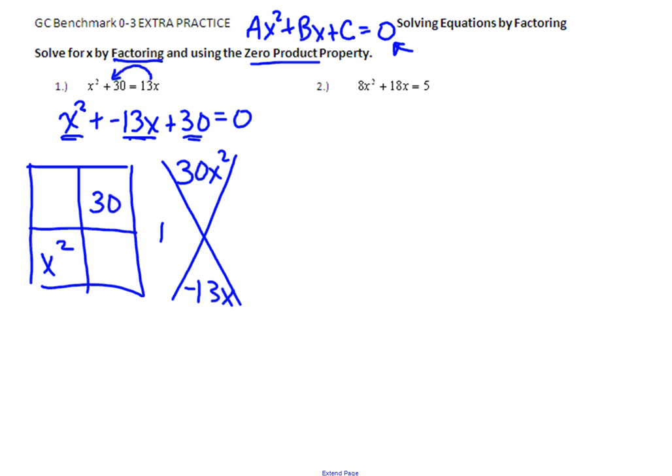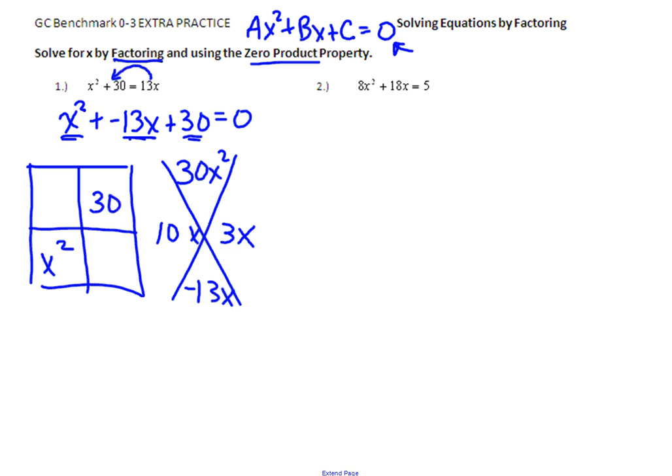The problem is, when I do that, one of those signs has to be negative to subtract to get the 13. And if I multiply a negative times a positive, that's going to give me a negative 30x squared, and I need a positive 30x squared. So that's not going to work. But 10 and 3 will work.